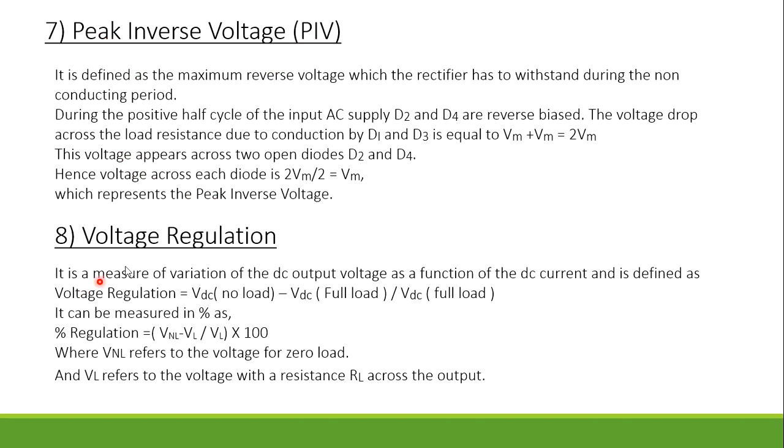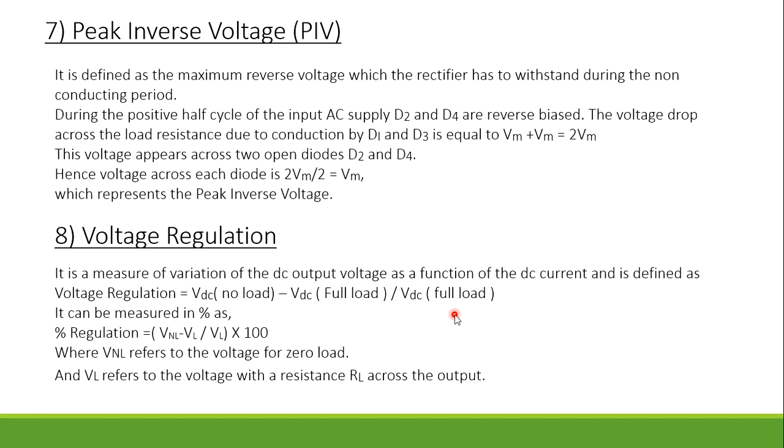Then you have the voltage regulation. The performance of the circuit is determined by the voltage regulation. It is the measure of variation of the DC output voltage as a function of DC current and is defined as: voltage regulation is equal to VDC for no load minus VDC for full load, divided by VDC for full load.